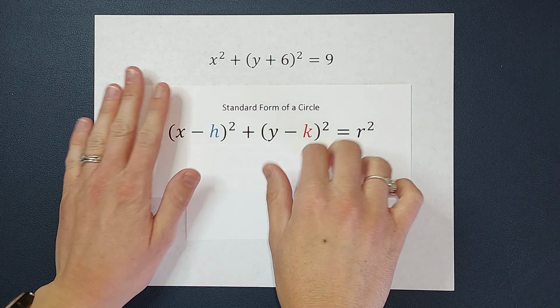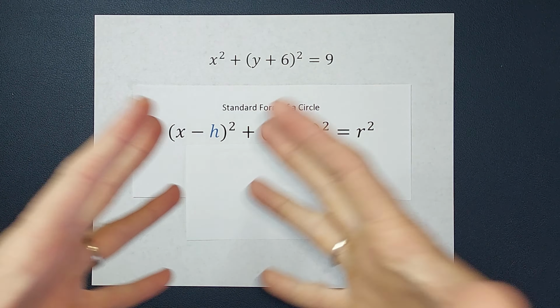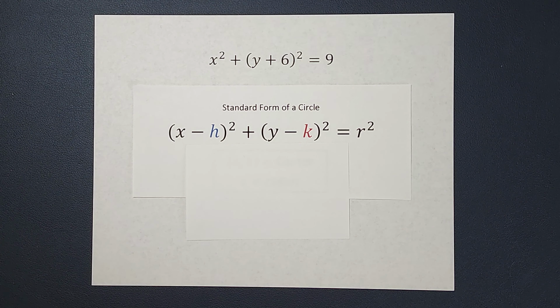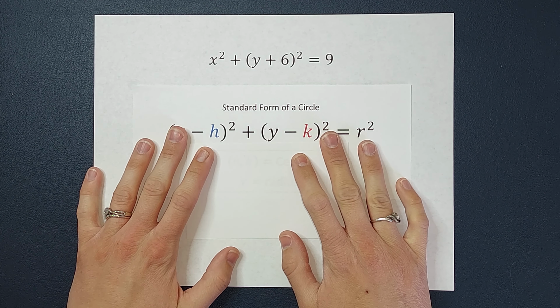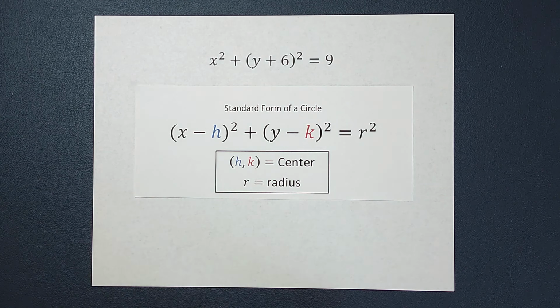You can think of this kind of like when you graph a line, the slope-intercept form, y equals mx plus b. We love it to be in that form because it's super easy to identify what we need to graph a line. This is like the circle version of that, okay? So when we have our equation in standard form, it's really easy to see our center and our radius, okay? Luckily, this one is in standard form.